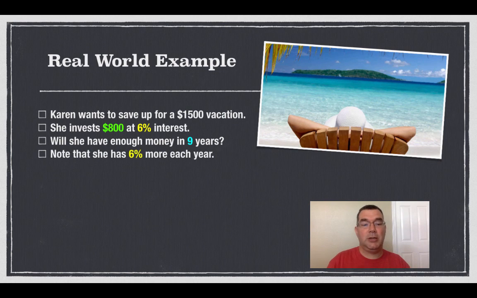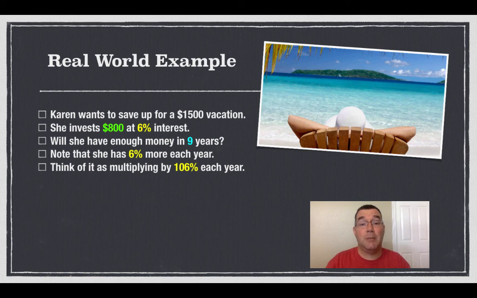So here's what we need to do. We need to note that she has 6% more than she had each year. So I'm not really going to take that $800 and keep multiplying it by 6% because that makes it smaller and smaller and smaller. I need to think of it as her having 106% of what she had each year. She has 6% more, so add that onto the 100% or all of what she had before, and that is 106%. So I'm going to be multiplying by that 106% repeatedly as part of my exponential function. As a decimal, 106% is 1.06, so that's actually what I'm multiplying by.